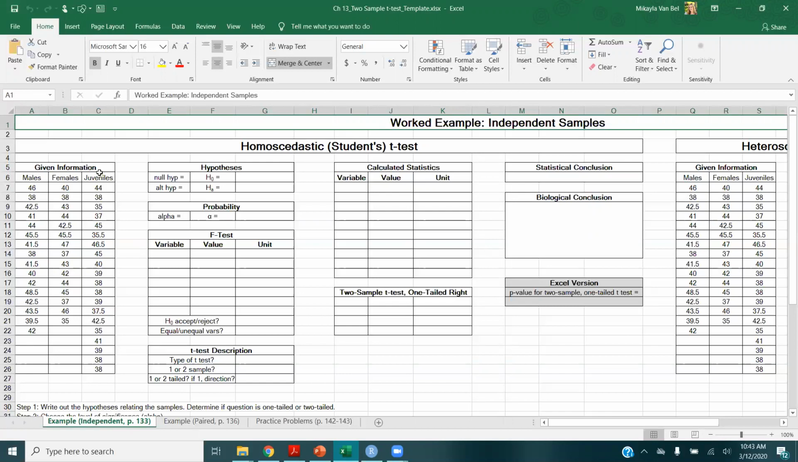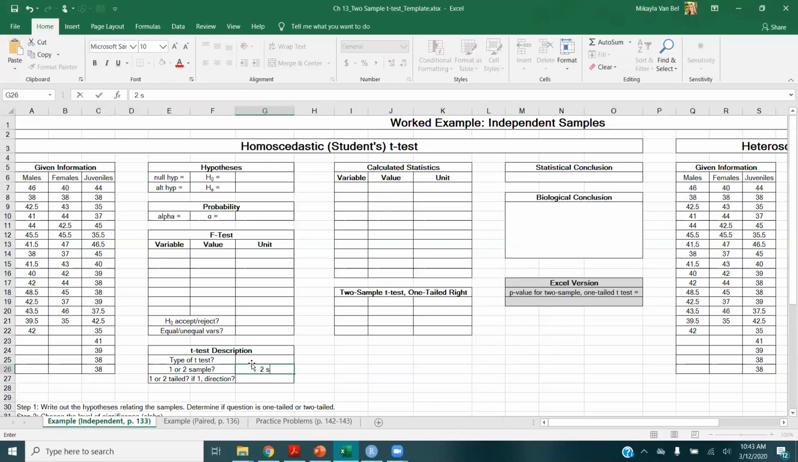This will be a two-sample t-test. I'm going to type that in down here in this t-test description table. We'll be comparing the males and the juveniles according to the instructions of the problem. Since the hypotheses were already given to us, we know that this is a one-tailed right t-test.